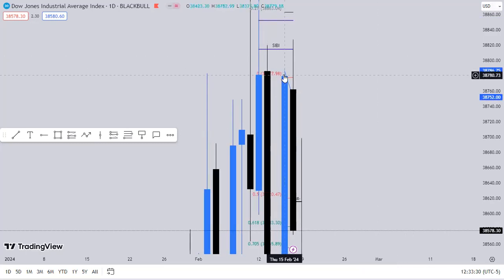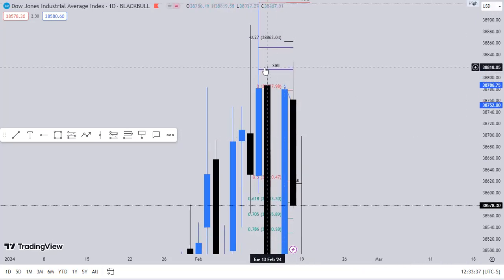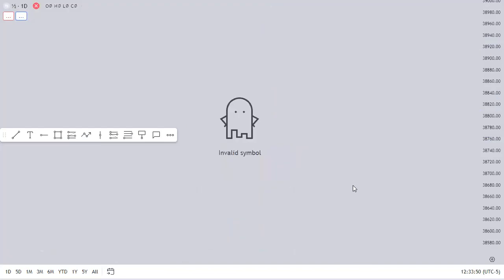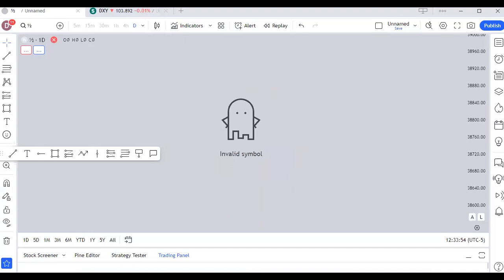Here I was having this high here that has not been taken out by the PM, and this old daily high also. And we have the rejection block in the daily. So I am still waiting for the price to give me a bullish entry.